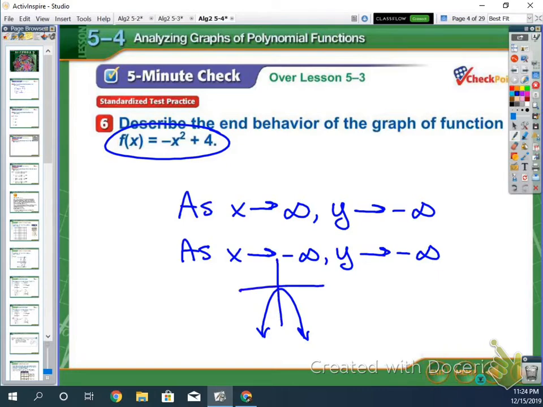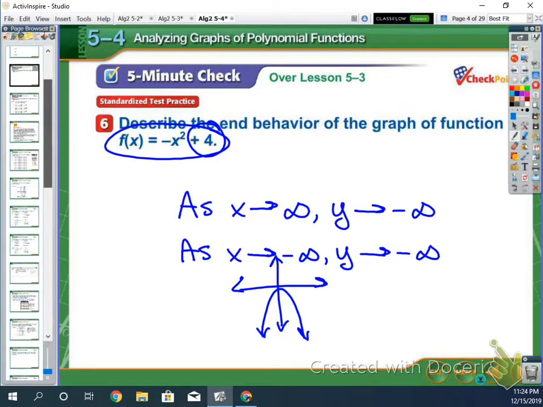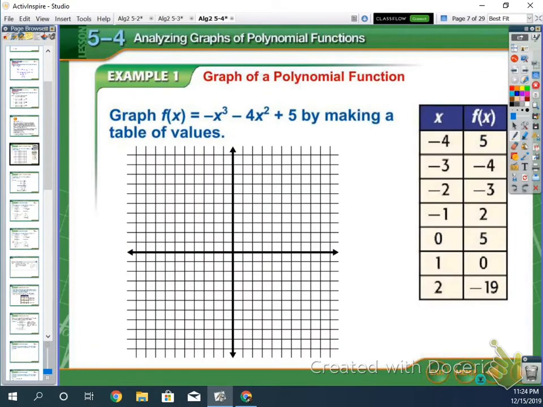So whether you're on the right side or the left side of the graph, your y value is still going down. Now, I didn't draw that super accurately because this +4 tells me the y-intercept is 4, if you remember from last chapter, but it's just a rough sketch so you can visualize what's going on there. All right, so moving on.